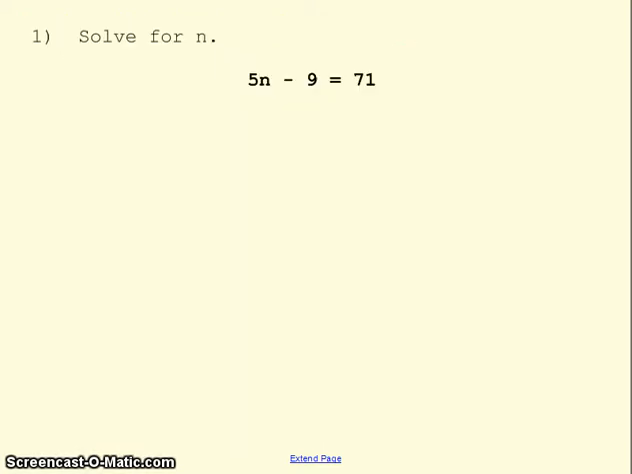Solve for n. 5n minus 9 equals 71. So we see that n was first multiplied by 5, and then 9 was subtracted. So what we're going to do is work backwards. Since 9 was subtracted last, we're going to counteract that first by adding 9 to both sides, which, when the 9's cancel out, gives us 5n equals 80.